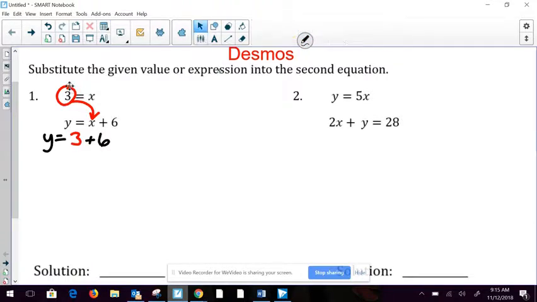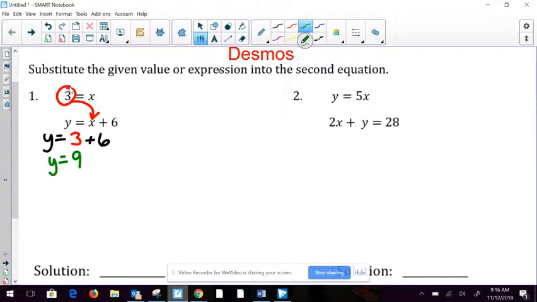So now that I substituted it in, I can go ahead and solve this equation. Y is equal to, what is 3 plus 6? 9. Great job. So all I did is I took my equation. It had both x's and y's in it. We've never learned how to solve an equation with two different variables, so I replaced it. So now when I'm working with my equation, I only have one variable.